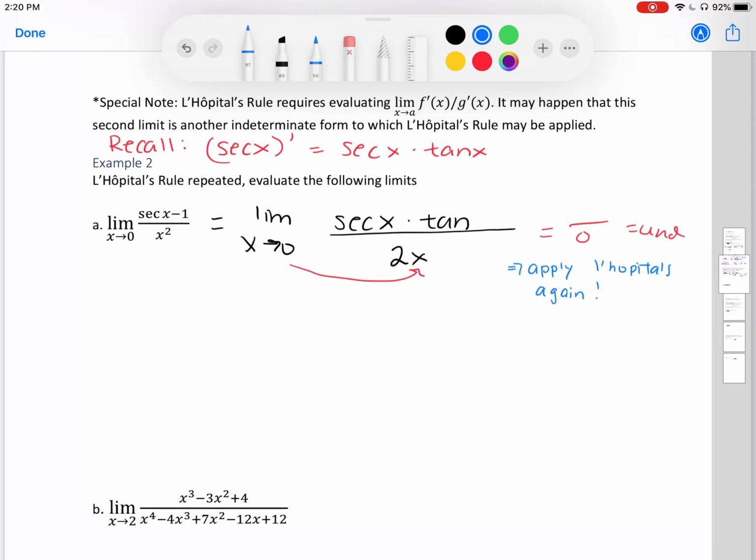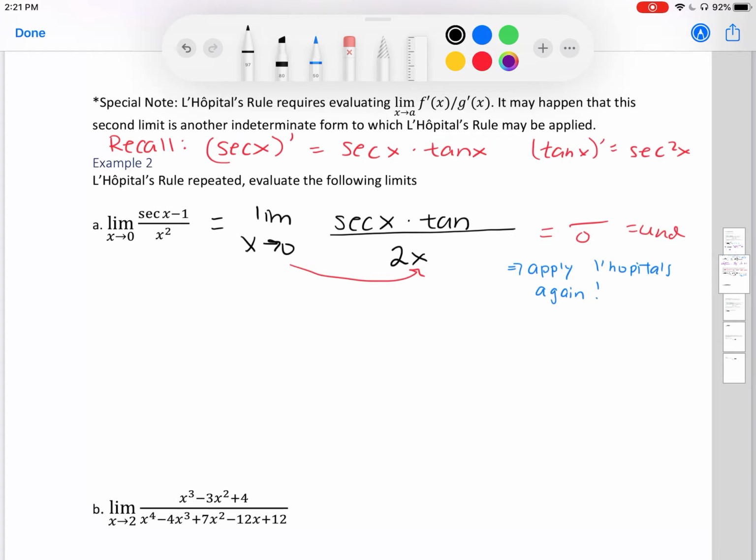Okay, so let's take the derivative of the numerator and the derivative of the denominator. The derivative of tangent, to help you recall, the derivative of tangent is secant squared x. Okay, so let's go ahead, now that we have that fresh in our heads, and find the derivative.